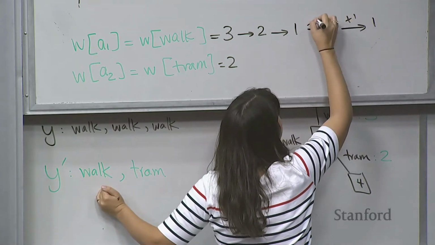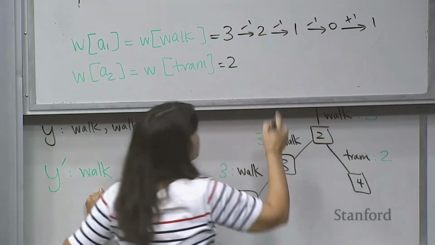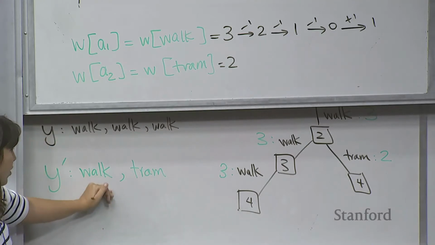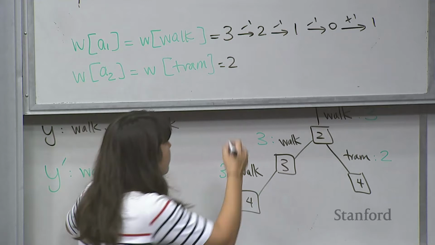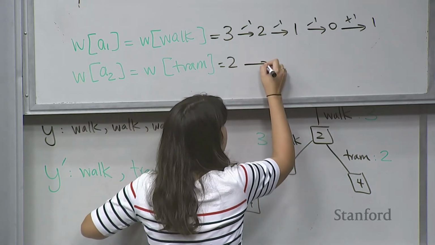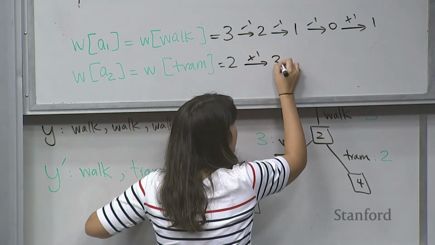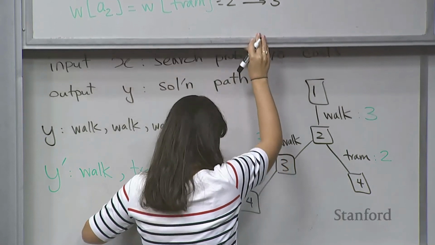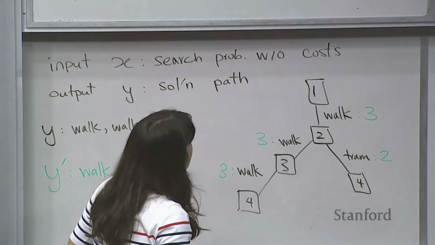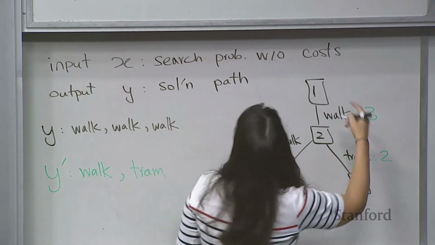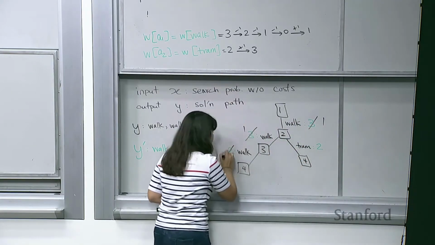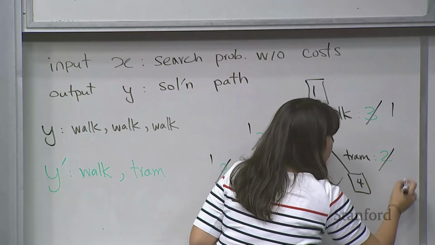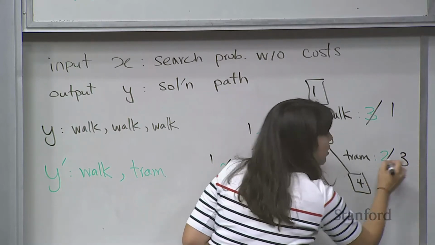So these were subtract, subtract, subtract. Bring it up by 1 because it's over my y prime. And then I see tram. And because I see tram, I'm going to bring this up by 1. And that ends up in 3. So my new weights here are going to be: the weight of walk just became 1, and the weight of tram just became 3.